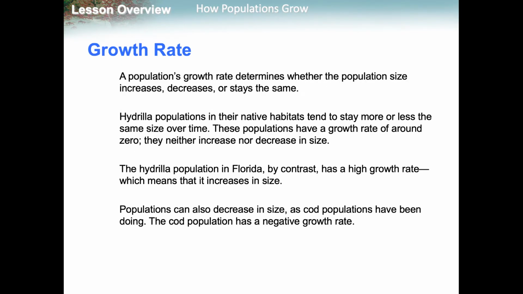So growth rate depends on whether the population size increases, decreases, or stays the same. You can increase by having a higher birth rate versus death rate. You can decrease by having a higher death rate versus birth rate. And then you could stay the same by having the birth rate and the death rate stay the same.